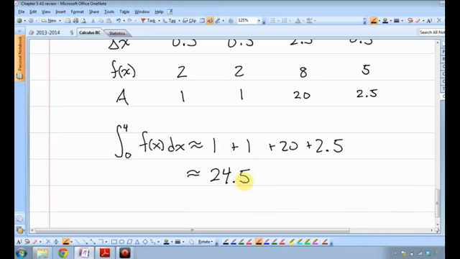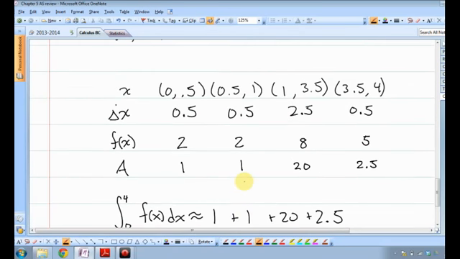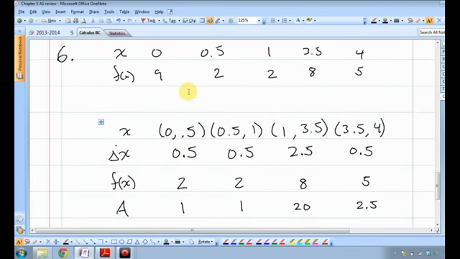How did you find f of x again? I'm blanking out. Well, if it's a right rectangle rule, we just take a look at the right side, which is 0.5, and we look at f of 0.5 in our table. If it was the left-hand side, you would do 2, 2, 8. What if it was midpoint? We'd have to change our intervals.